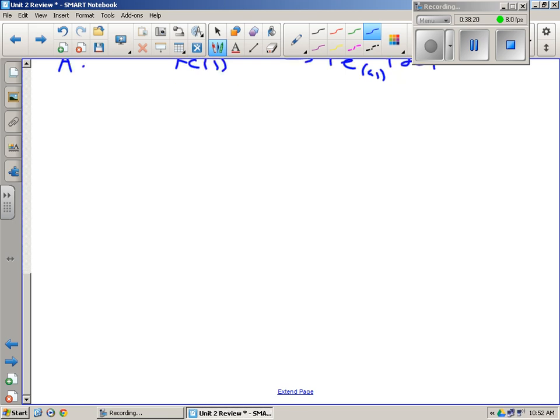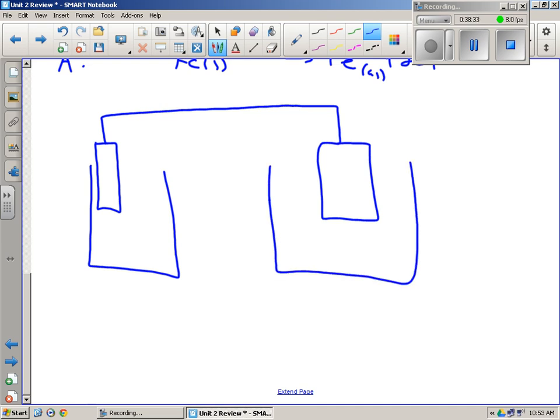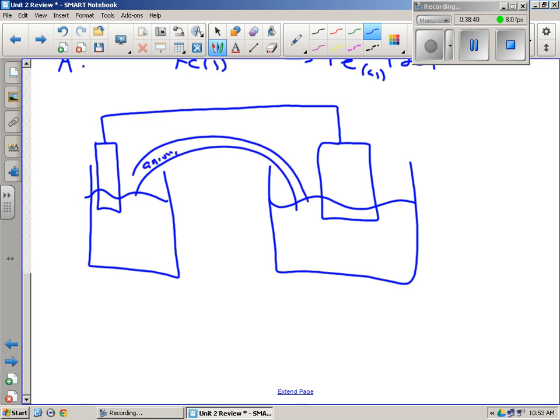So when I go to draw my diagram, remember, it's up to you. You don't have to do it this way. I like to put my anode there. Beaker, water, solution, salt bridge. Anions go towards the anode. Cations go towards the cathode. Electrons always go towards the cathode, of course.